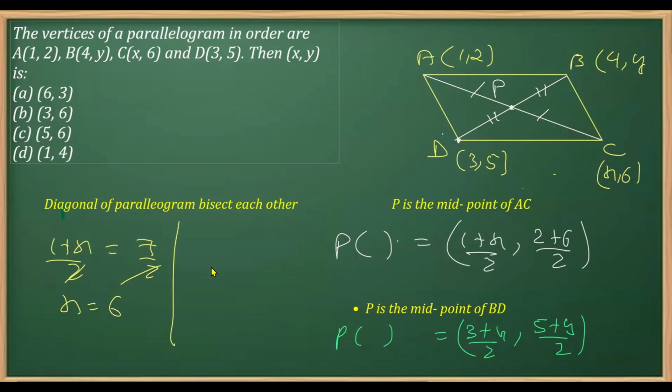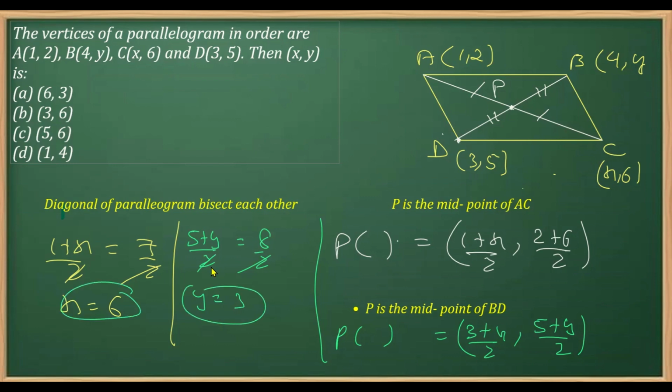Now for the next part, similarly, their y coordinates are going to be equal. So I can say that (5 plus y) over 2 is equal to (2 plus 6), that is 8, over 2. The 2 gets cancelled, and on transposing 5 to the other side, 8 minus 5 is 3. So we got y as 3.